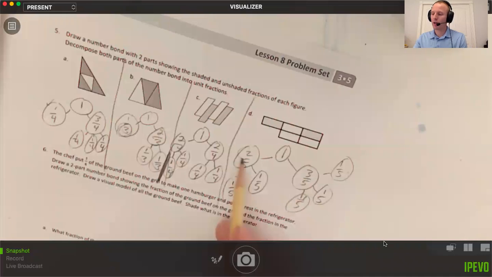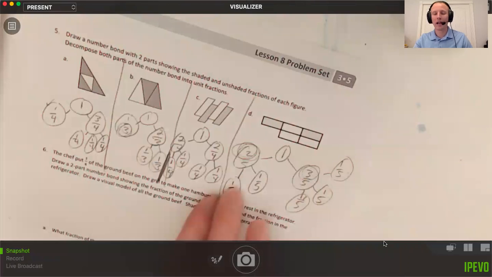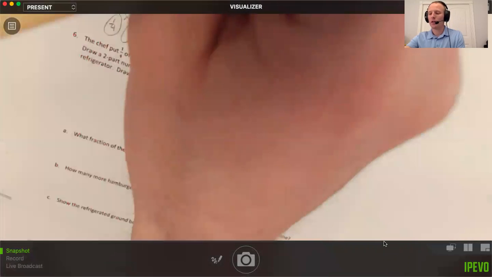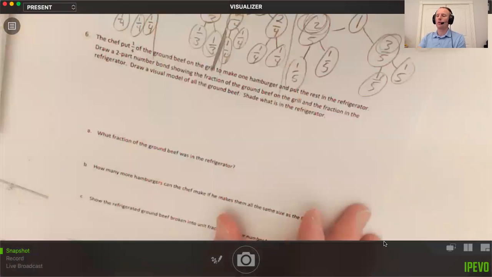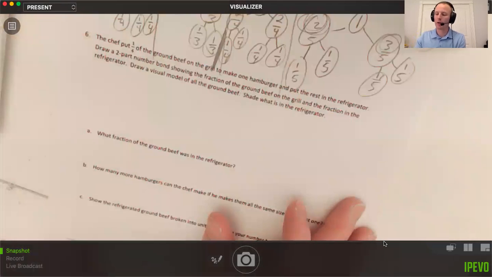Whatever the numerator is on each side, that's how many unit fractions you're basically going to break it down into. It's as simple as that. So if the numerator is 2, you're going to have 2 unit fractions branching off of that part of your number bond. If it's 4 in the numerator, you're going to have 4 unit fractions branching off of that part of your number bond.